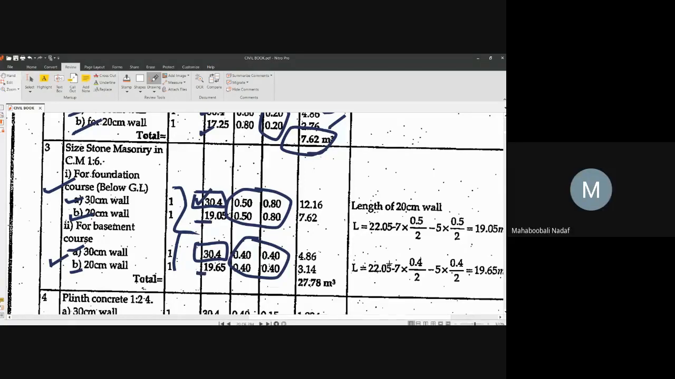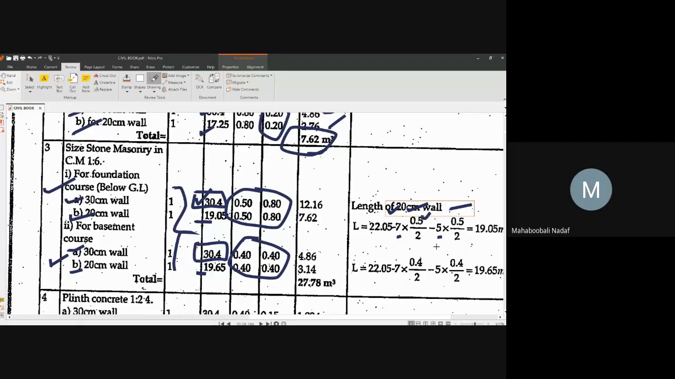So for the change, how to write? Original center to center length, n1 into b1 by 2 and n2 into b2 by 2. Correct? n1 is 7, n2 is 5. What is b? b is the width of that item. Width, how much? It is 0.5, 0.5, both are same. Why? Because both the walls have the same type of footing.